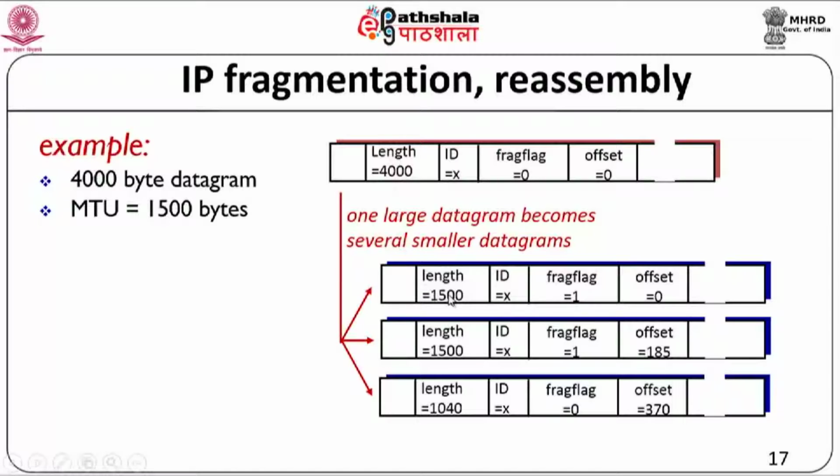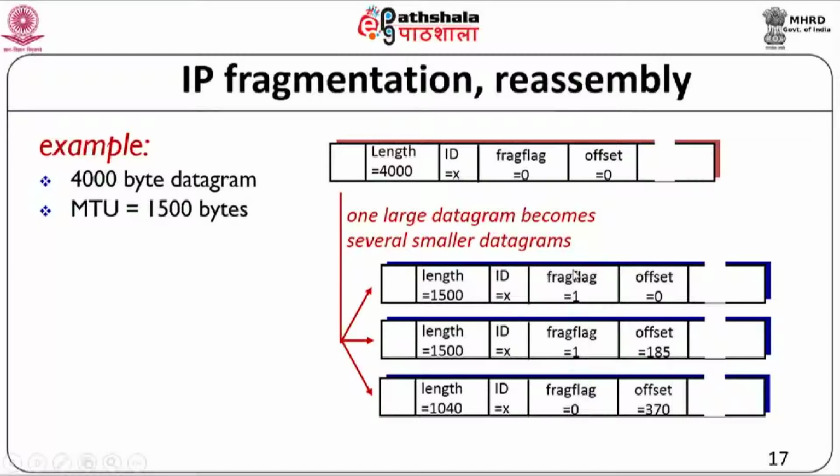Now, the length will become 1500. In these 3 datagrams, you are going to carry only 1500 byte sized datagrams. The ID field you can see in all the 3 will be the same x. The same x is copied into all the 3, so all these 3 now belong to the same original packet. And if you look at the fragment flag, or the more flag as it is called, this flag is set to 1 in the first fragment, 1 in the second fragment, and in the last fragment it is set to 0.